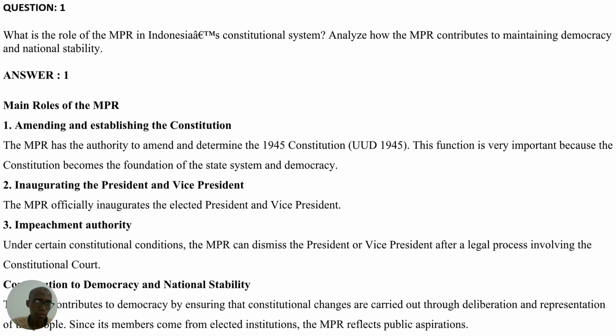The main roles of the MPR are, first, amending and establishing the constitution. The MPR has the authority to amend and determine the 1945 Constitution. This function is very important because the constitution becomes the foundation of the state system and democracy. The second is inaugurating the president and vice president. The MPR officially inaugurates the elected president and vice president.